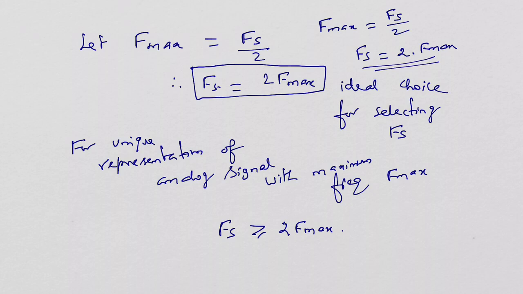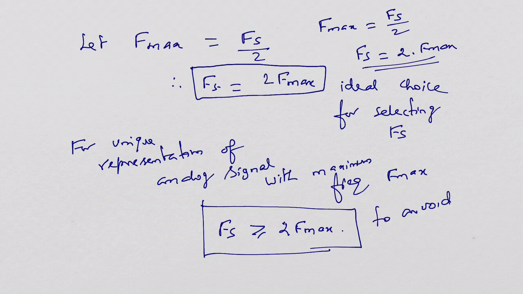Why? Otherwise, it will alias into another signal in the range minus fs by 2 to plus fs by 2. So for a unique representation of an analog signal with maximum frequency f max, fs must be greater than or equal to 2 f max. This is to avoid the aliasing problem.